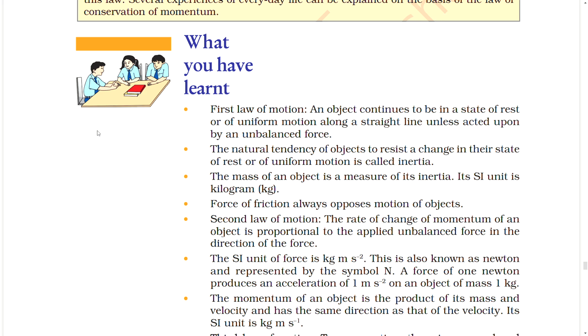Second law of motion: the rate of change of momentum of an object is proportional to the applied unbalanced force in the direction of the force. The SI unit of force is kilogram meter per second square. This is also known as Newton and represented by the symbol N. A force of 1 Newton produces an acceleration of 1 meter per second square on an object of mass 1 kg.